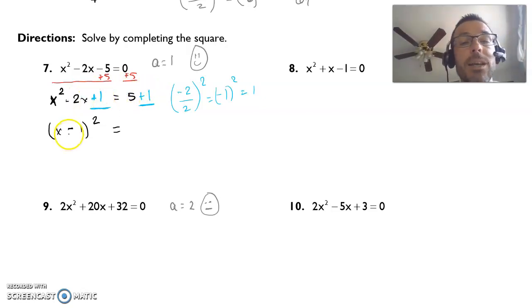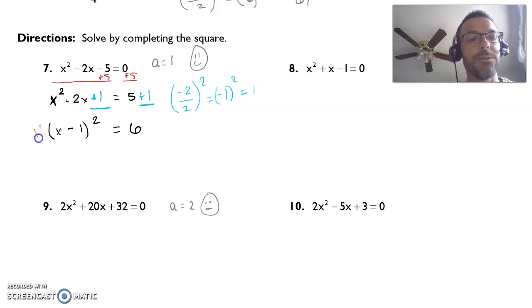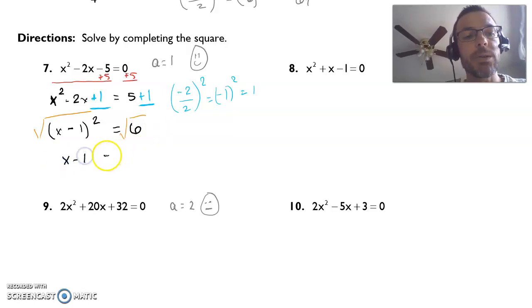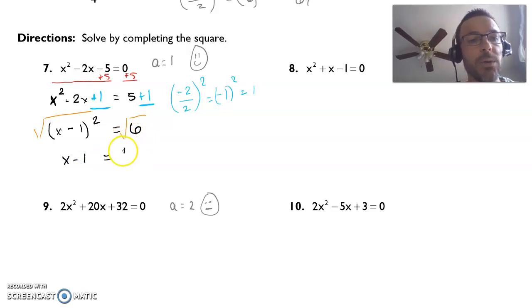So this does not equal 5 anymore. It equals 6. And the rest of my algebra comes from solving this quadratic. I have a value squared is equal to 6. To solve, I take the square root of both sides. A couple things you got to recall here about algebra now. That means I have x minus 1 does not equal the square root of 6. It equals plus or minus the square root of 6.